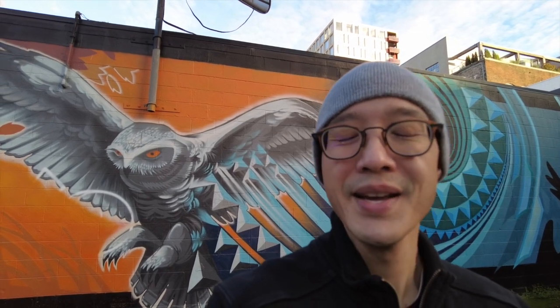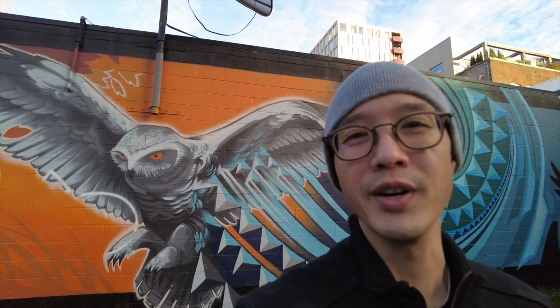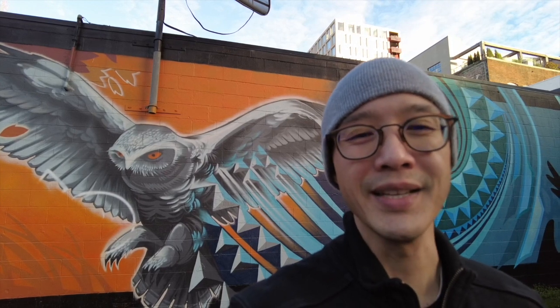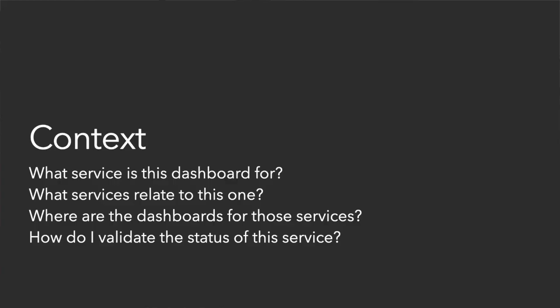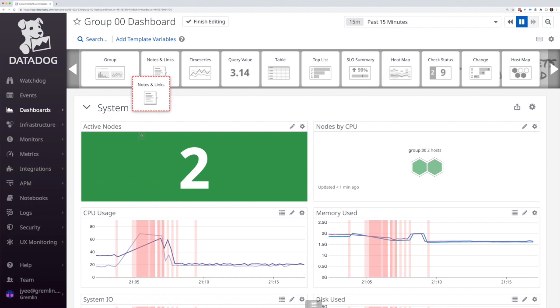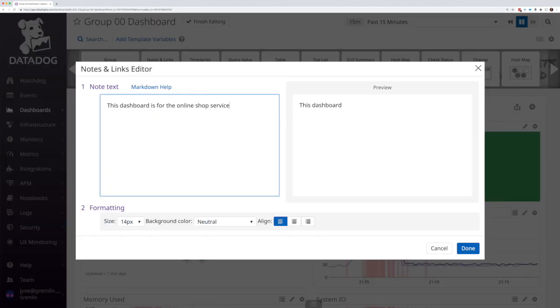More context. Your dashboards should tell the viewer what information it's providing. What service is this for? How does that service relate to your other services? Where are the dashboards for those other services? What are the common ways that this service can fail, and how would I validate that on the graphs that are being shown? This probably means that you need to add more text widgets to your dashboards.